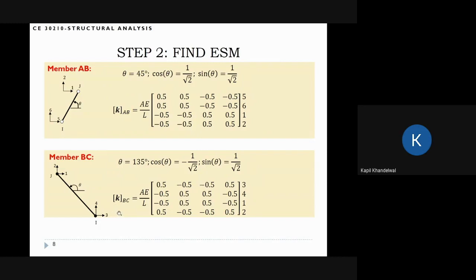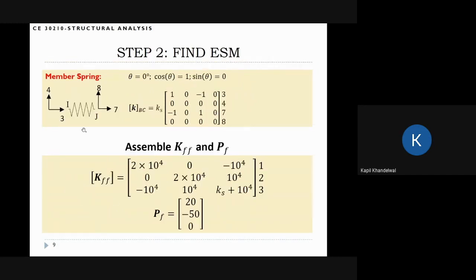Now we have to consider the 3rd element, that is the spring element. But a spring element is actually very similar to a bar element. So we can think of this like a bar element. In this case, this is the I node, this is the J node. Theta is 0 degrees. And we can just assemble the stiffness matrix for the bar element. The ordering will be 3, 4, 7, 8.